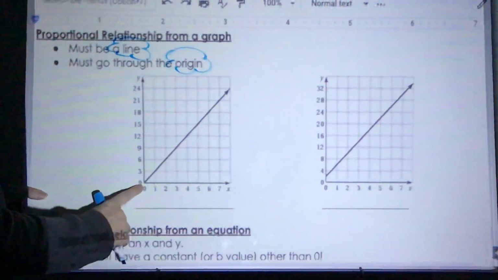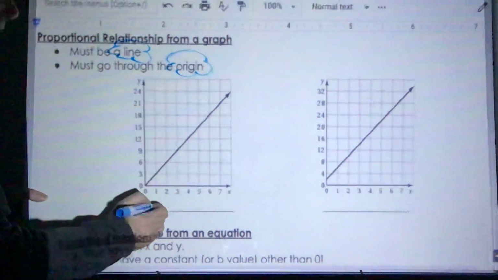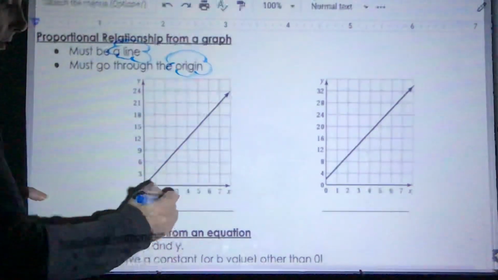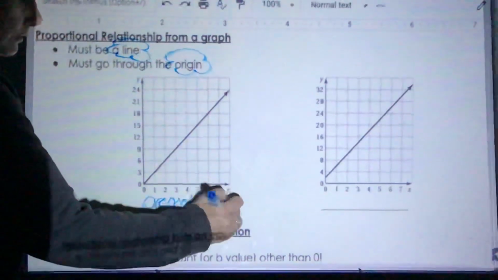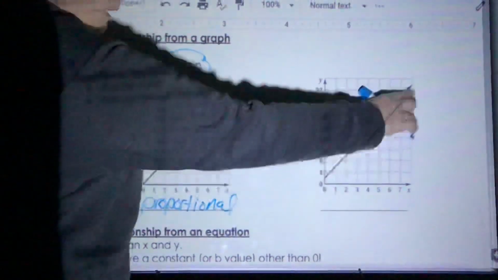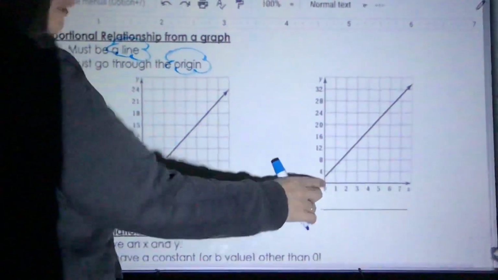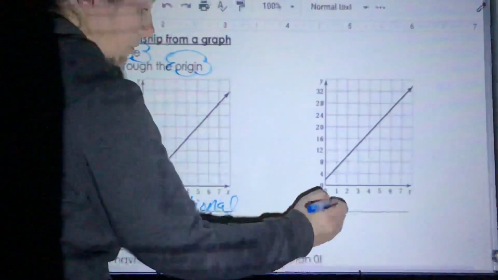So this graph goes through the origin, and it is a straight line. So this would be proportional. So this is a direct variation. It is proportional. This next example, it is a line, but it doesn't go through the origin. So it has an extra amount added to it. That would be our b number. So this is not proportional.